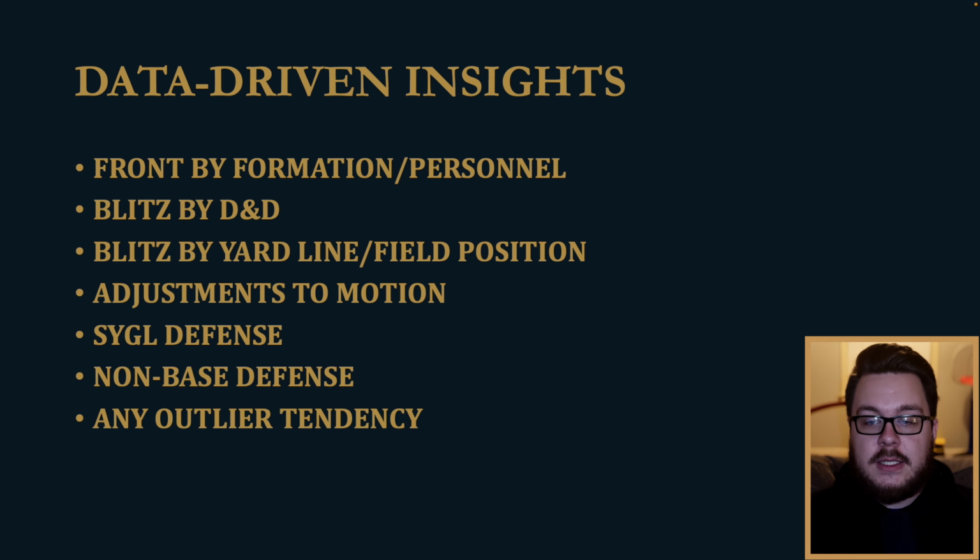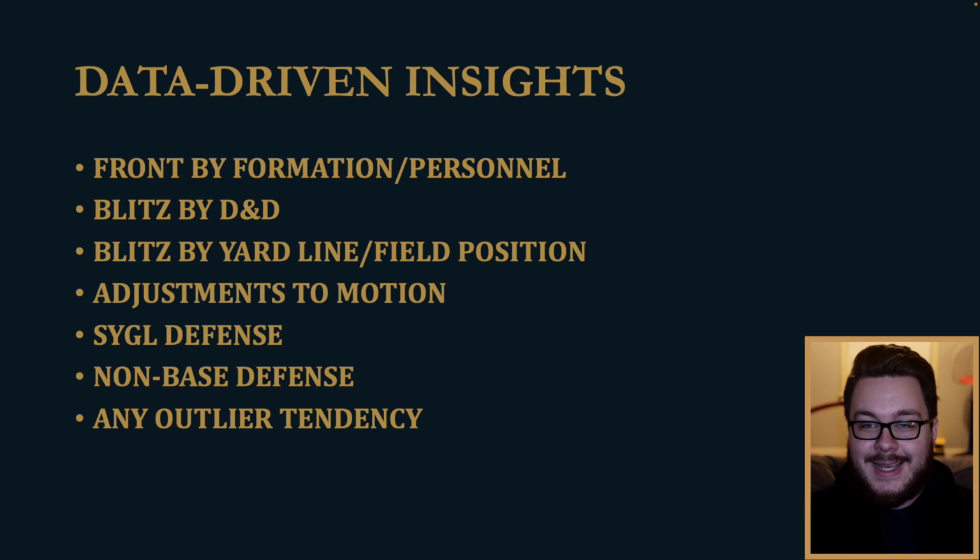And then just past that, any outlier that we notice, I at least want to know what that tendency is. What is the offense doing that is forcing them into this specific thing? Could be a coverage, could be a front, whatever. Anything that they do that is going to be a significant outlier, we at least need to have on our radar and see if we can do something about it.